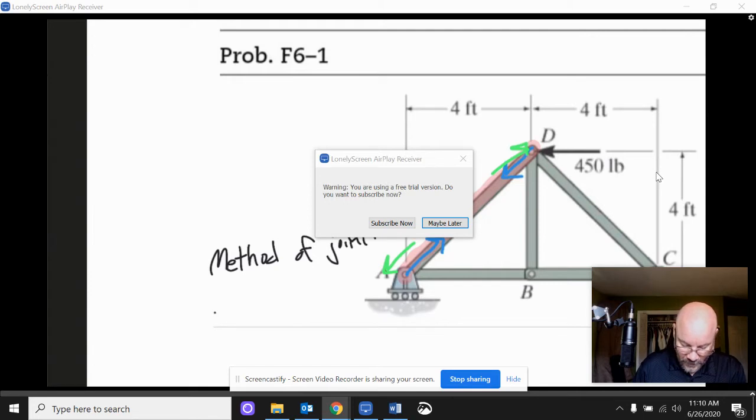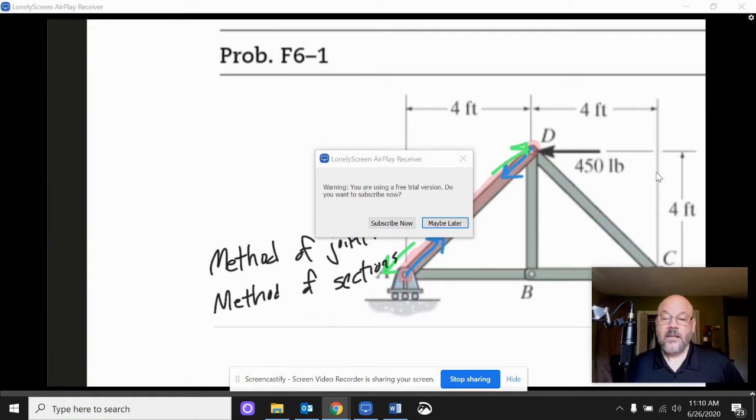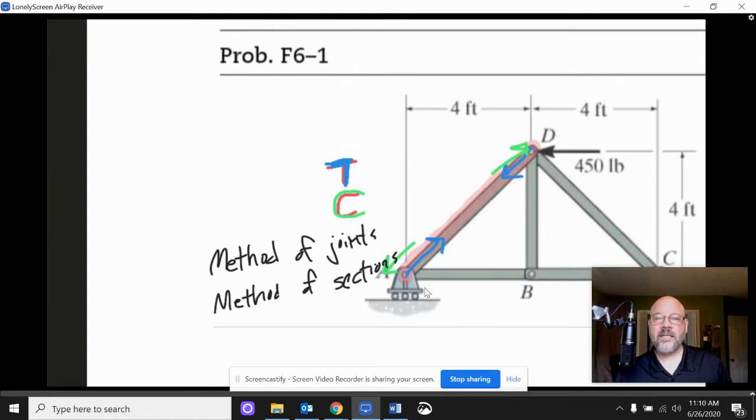And the other method is called, we'll do this later, the method of sections. Now, I'm not going to talk about the method of sections because we're going to get to that. But you need to know that there's two ways to do these. On your next test, I will give you a particular truss structure, and your task will be to analyze it using both methods. You need to be able to show proficiency in both methods.